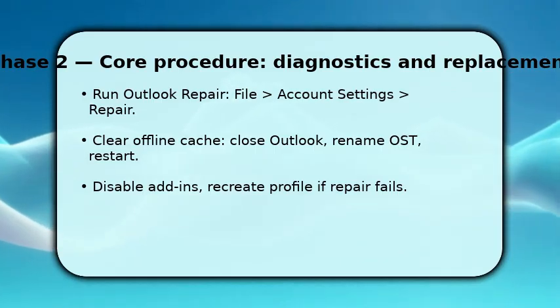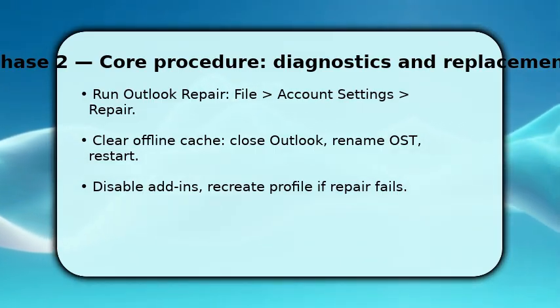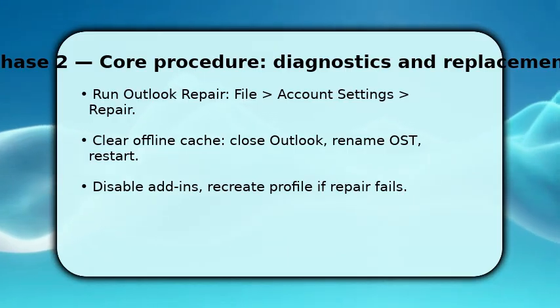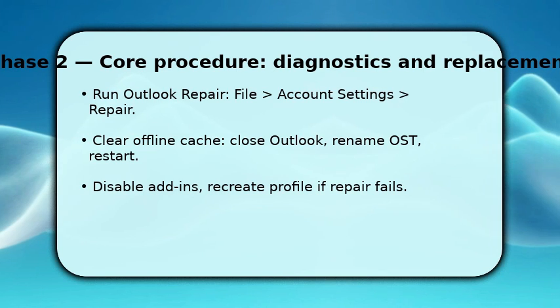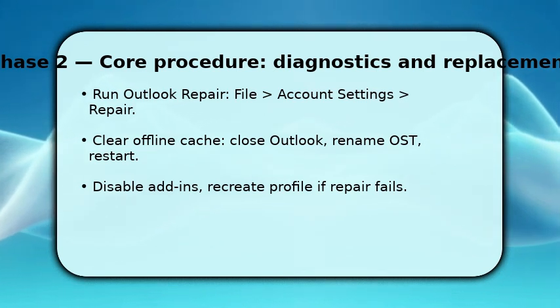If problems persist, disable all add-ins to rule out interference, and then recreate the Outlook profile to ensure fresh account metadata and credentials. You finish by validating results and preparing fallback options.